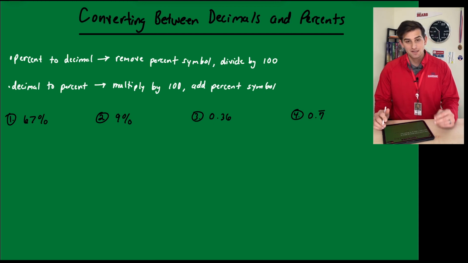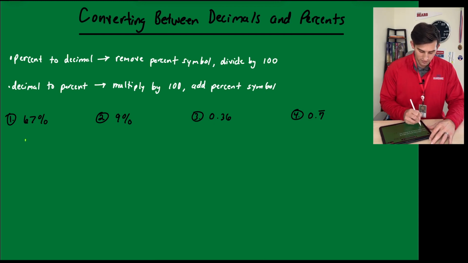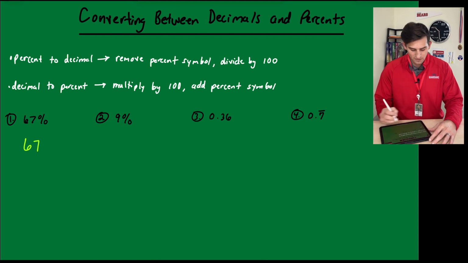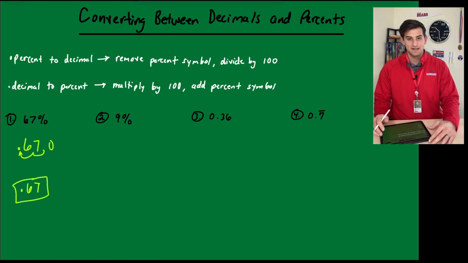So number 1 is 67%. So we're going to remove the percent symbol, so we'll put it at 67. So this would be like 67.0. We're going to divide by 100, which means we're going to move this decimal place 2 places to the left. So this would be 0.67 as our decimal.